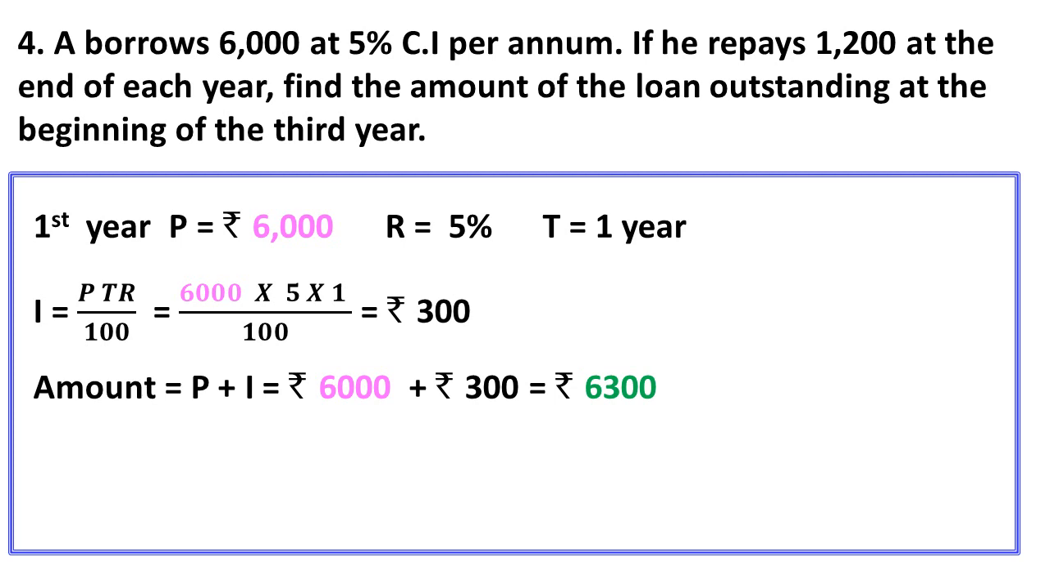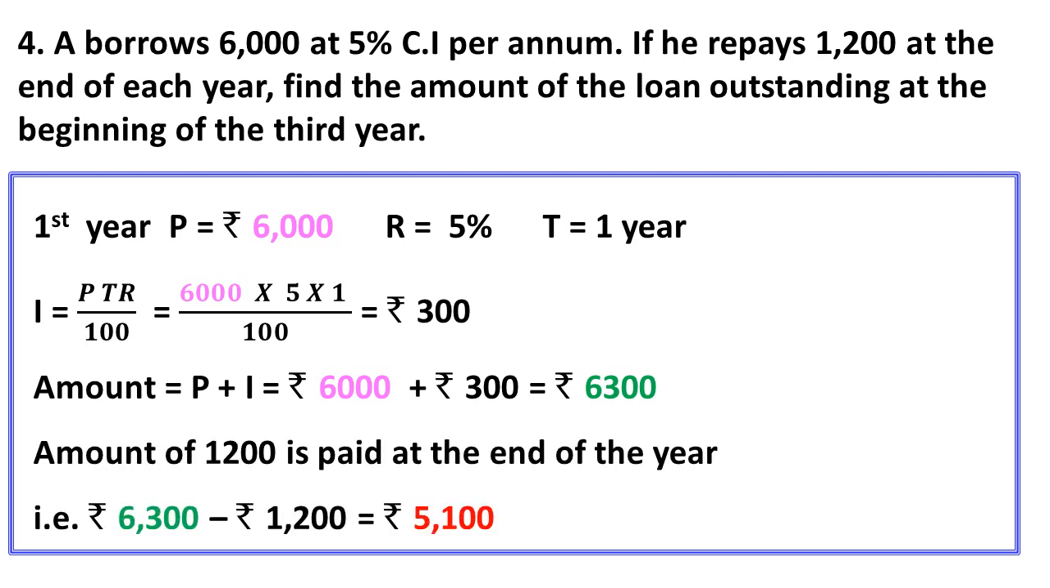Why? Because it is given in the question that he is going to repay rupees 1,200 at the end of each year. So if he pays rupees 1,200 at the end of first year, the amount due will be equal to rupees 5,100. This is the new concept and the new adjustment which you have to learn in this particular problem. So the amount is not 6,300. The amount due at the end of the first year is rupees 5,100.